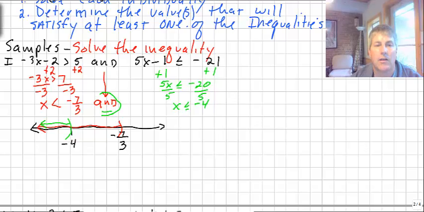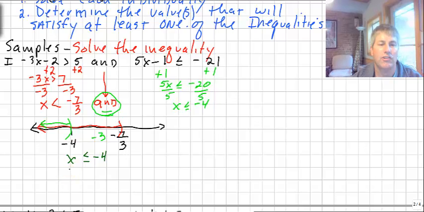Well, this is an "and" problem. So I want everything that's both red and green. Anything over here, 0 isn't going to satisfy. That's not going to work for either of them. Something like negative 3, well, that's only going to work for the red. That's going to work for the one on the left. So the only thing that satisfies this is everything to the left of negative 4. So our final solution then is x is less than or equal to negative 4.